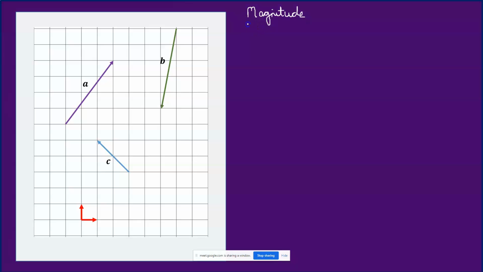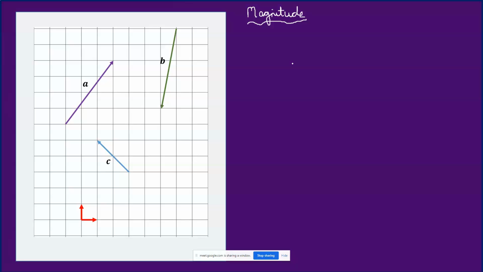Does anybody know what the word magnitude means? Chuck it in the chat box. So I have to keep scrolling on my phone. Everyone know what the word magnitude means? Length, scale, yeah, keep going. Any more words?